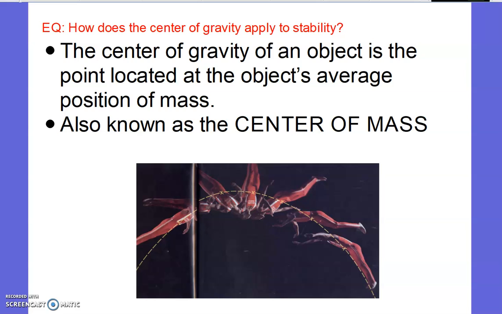Our question today is, how does the center of gravity apply to stability? The center of gravity is defined for an object as the point located at the object's average position of mass. We a lot of times refer to the center of gravity as the center of mass as well. So if I use those words interchangeably, they mean the same thing. So again, it is the point located at the object's average position of mass.